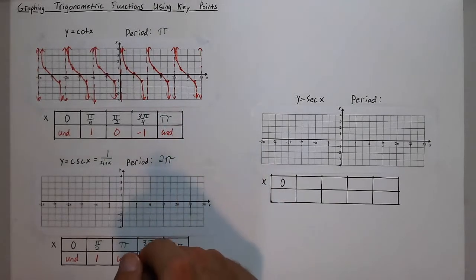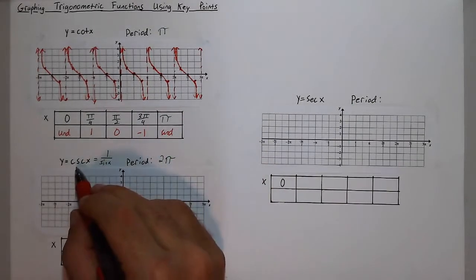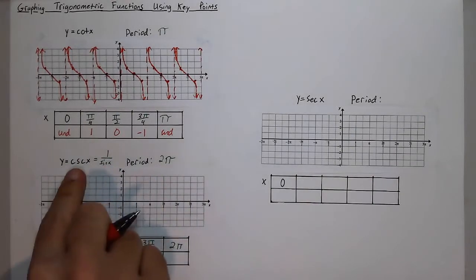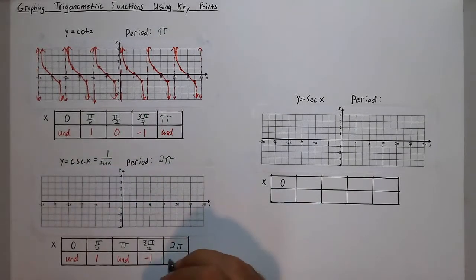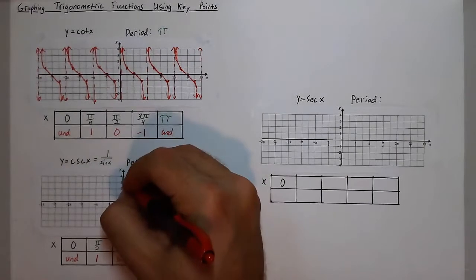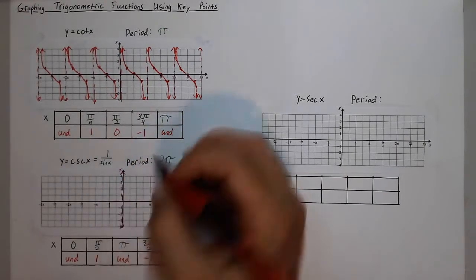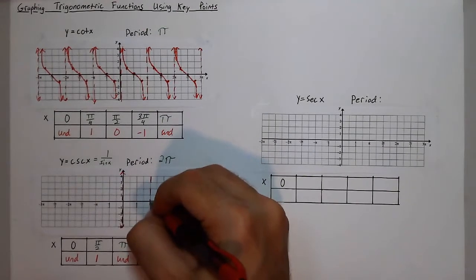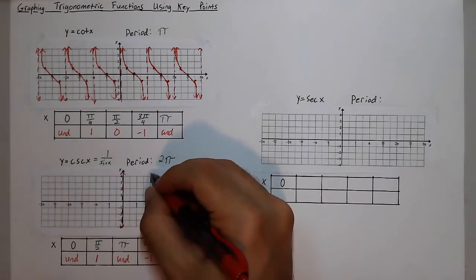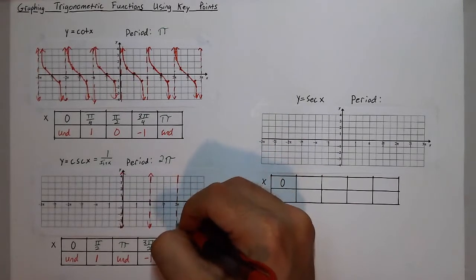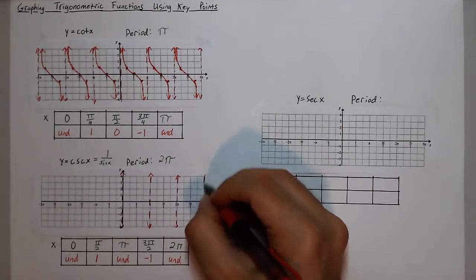And then cosecant of 3 pi over 2 should be 1 over -1, which is -1. And then cosecant of 2 pi should be 1 over 0, which is undefined again. So we have these very clear asymptotes at 0, pi, 2 pi, and it seems to happen every pi. So I'm going to draw them all in right now.